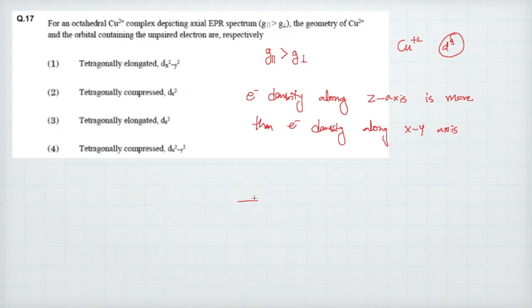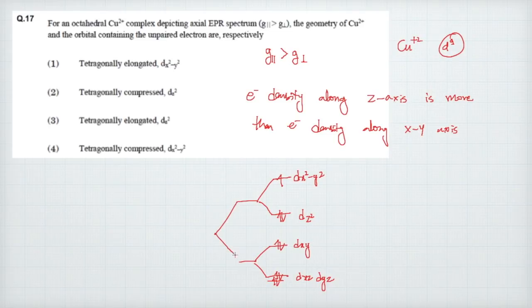So if you see this copper plus 2 complex which shows Jahn-Teller distortion, you will be filling the electrons like this, with more electrons in the z axis. That means dz square will be lower in energy and dx square minus y square will be higher in energy. This will be dxz, dyz, and this is dxy. So this is how the d orbital is going to split in the case of copper plus 2 showing the Jahn-Teller distortion.